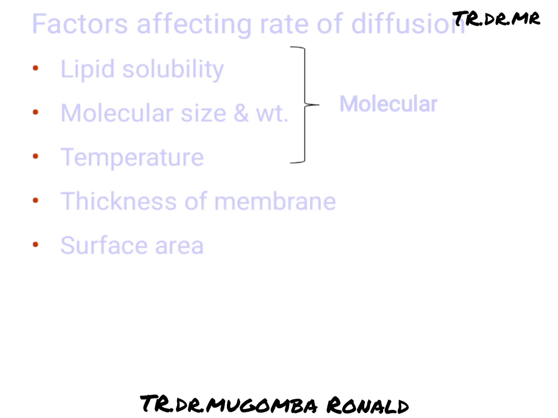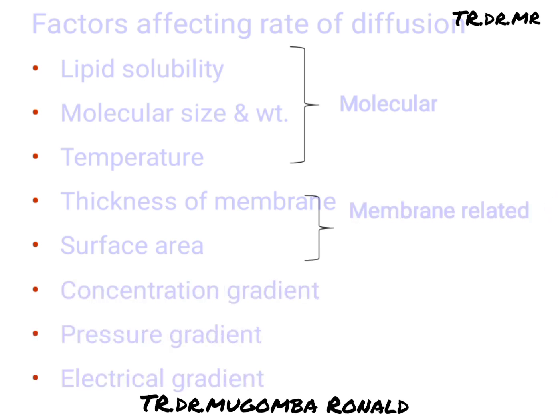The thickness of the membrane: when the membrane is relatively thick, the rate of diffusion will be lower. The surface area: you can see that, for instance, the alveoli have a very large surface area. We shall have a faster rate of diffusion in an area with a higher surface area than in an area with a low surface area.